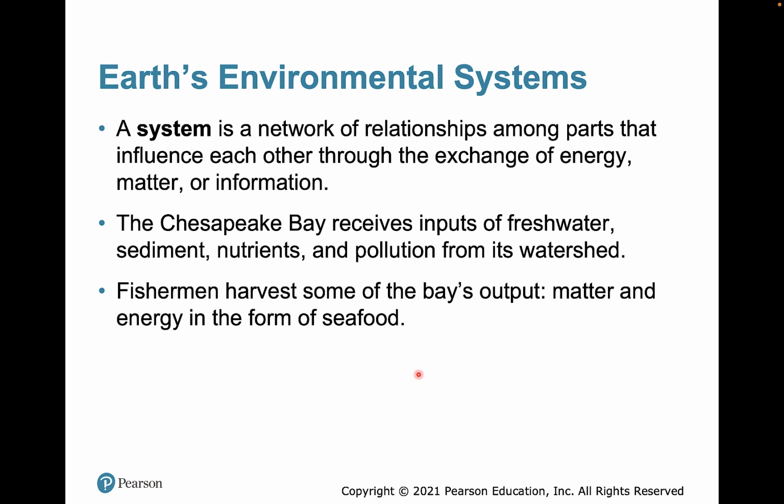Okay, so let's look at all of the moving parts in this case study. If we look at a system in the grand scheme of the universe, it is a network of relationships that influence each other. Okay, so systems thinking is looking at ways that different elements in a company or in a school influence each other, how information flows, how materials flow, that kind of thing. So the Chesapeake Bay gets inputs. Okay, they get fresh water, sediment, nutrients, all things that we need, and pollution from the watershed, the area of land around Chesapeake Bay. And fishermen get some of the output, typically matter and energy in the form of seafood.